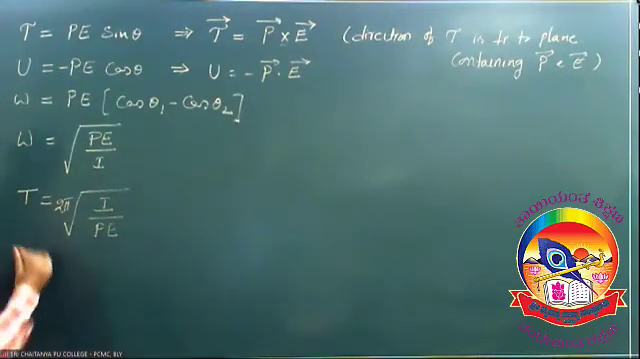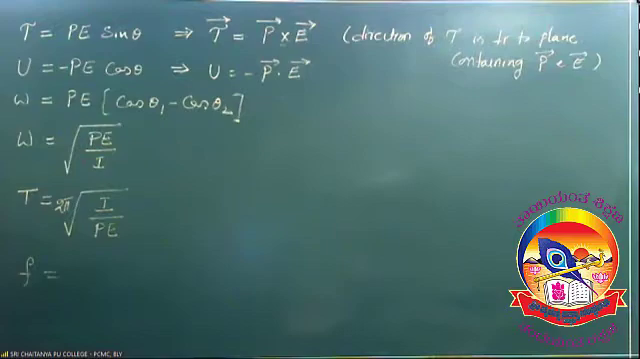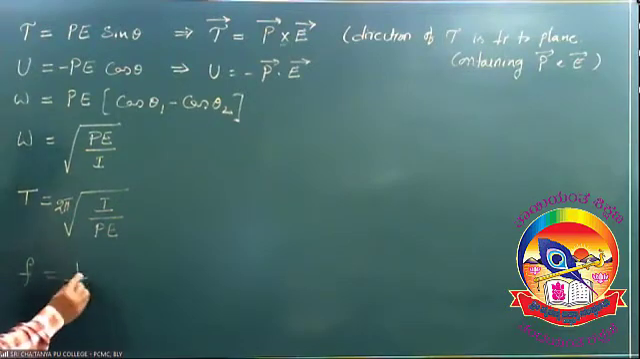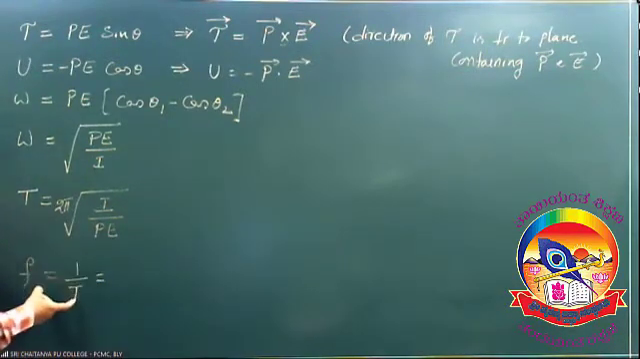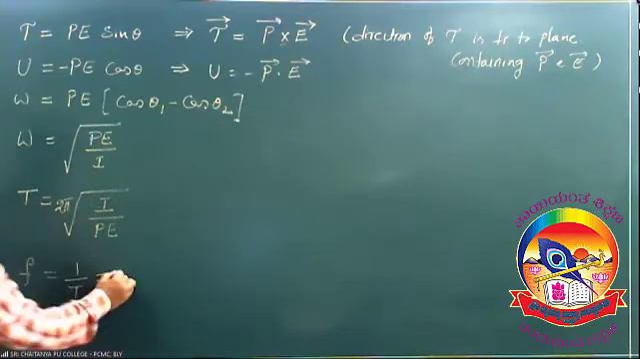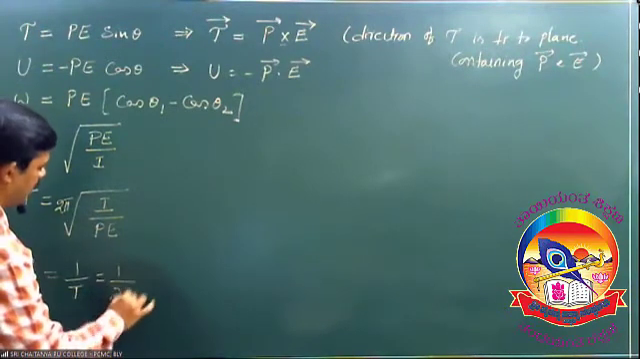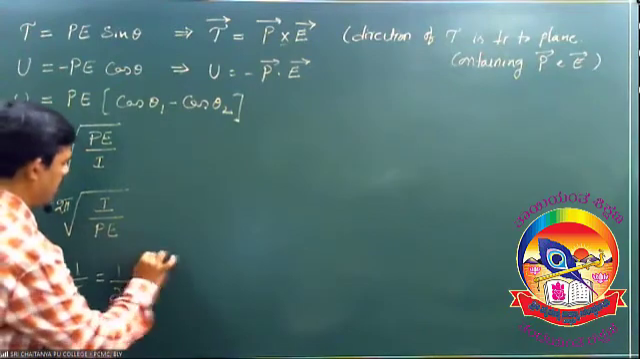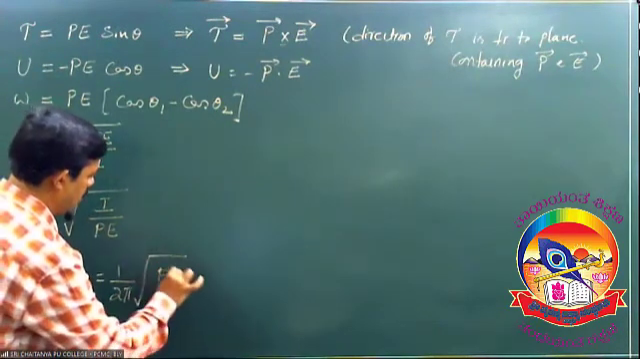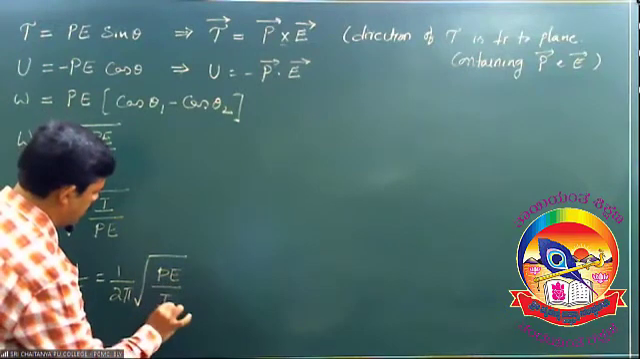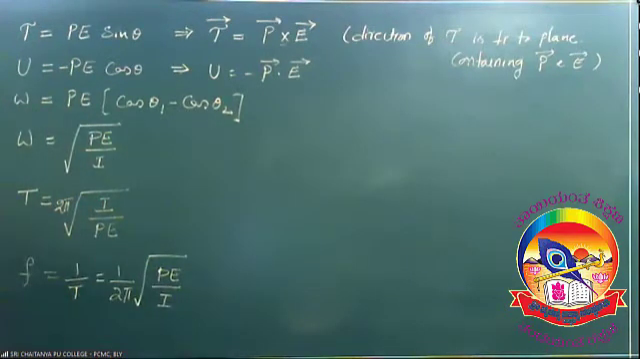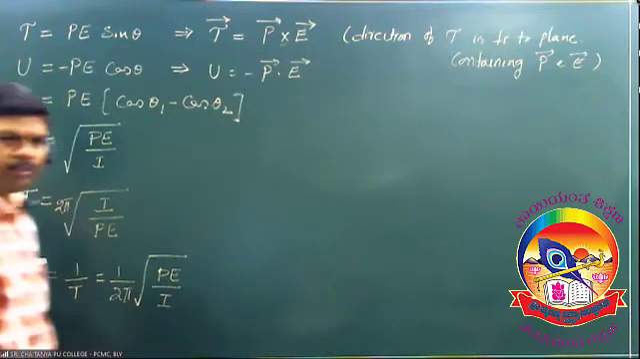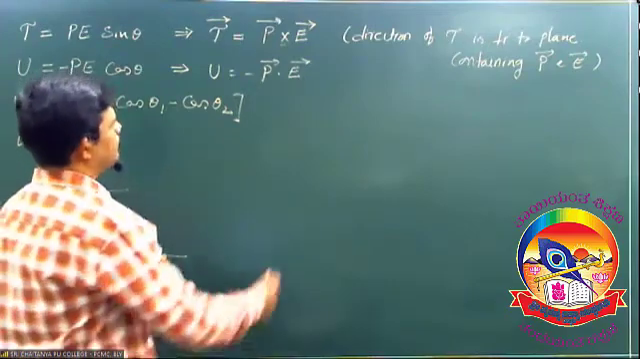See, if you know time period, you can write frequency of oscillation also. Frequency of oscillation of a dipole in uniform electric field. What is it? We know frequency is reciprocal of time period. 1 by 2 pi root over PE by I. You need to remember these formulas for solving the problems related to dipole in electric field, right?